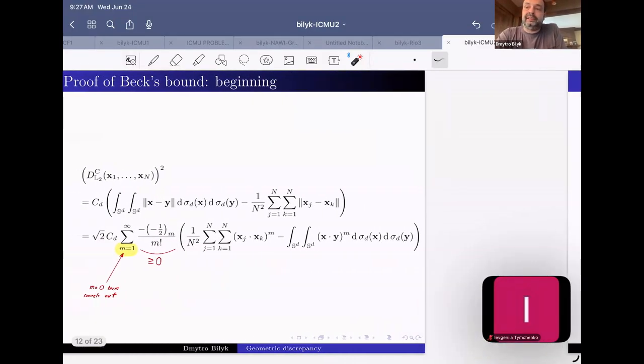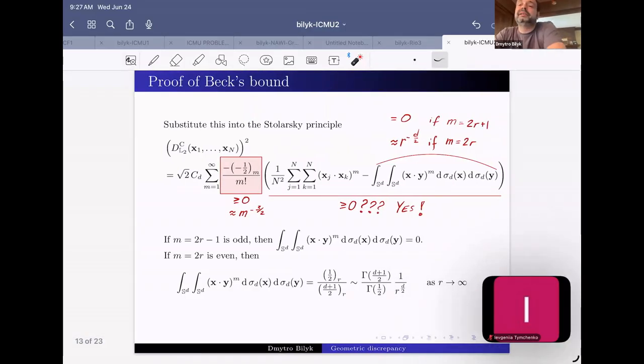Let me go to the next slide. Just to summarize. First of all, let's look at this integral because this is independent of anything. This is just a constant. What can you say about this integral? If m is odd, it's quite easy to see that you'll get 0. This is just an odd function over a symmetric domain, so that's 0.